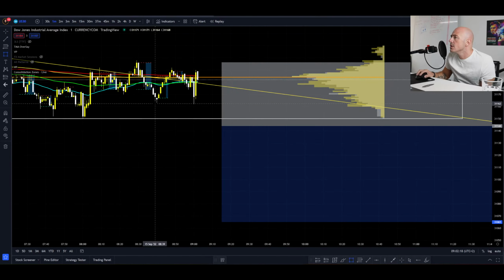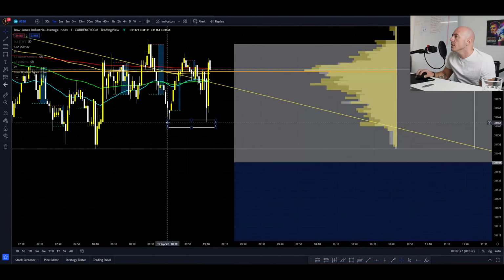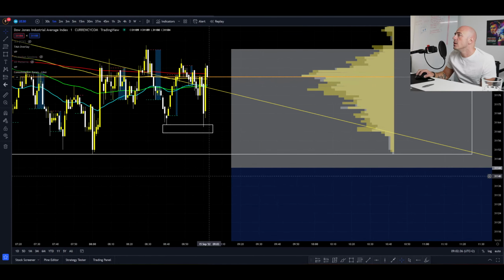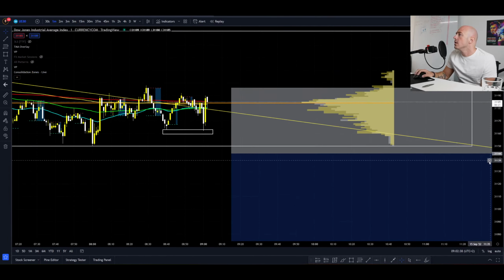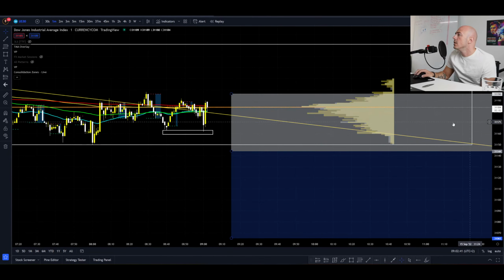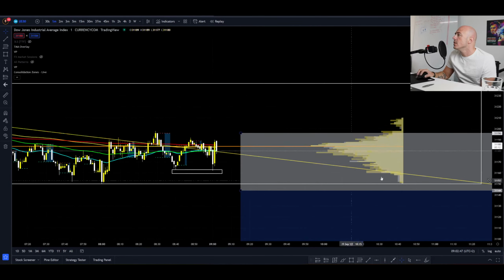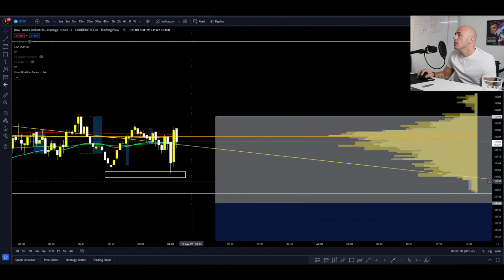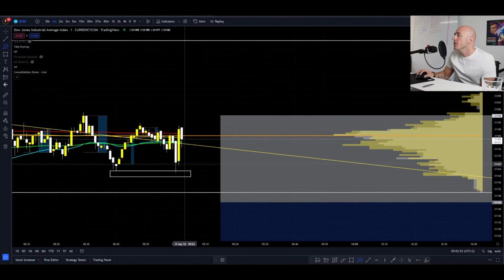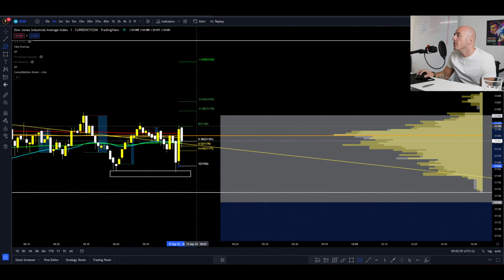You guys see this? Just a tiny little wick below this previous swing. And you could see that right here with this volume spike. So, I'm a nut job, and a fib on a 1 minute candle.